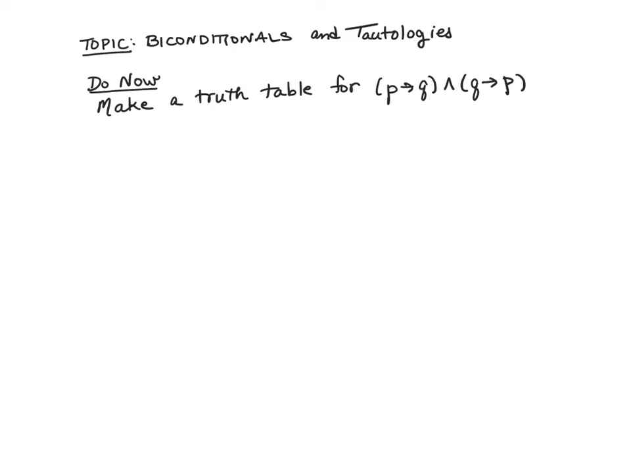Hello, everyone. Today we're going to look at biconditional, our next compound statement. But first, let's make a truth table. The biconditional has something to do with the conditional, and it's illustrated in the do now. So make a truth table for this compound statement, if P then Q, and if Q then P. Note that this is the conjunction of a conditional and its converse. So let's see what that truth table would yield.